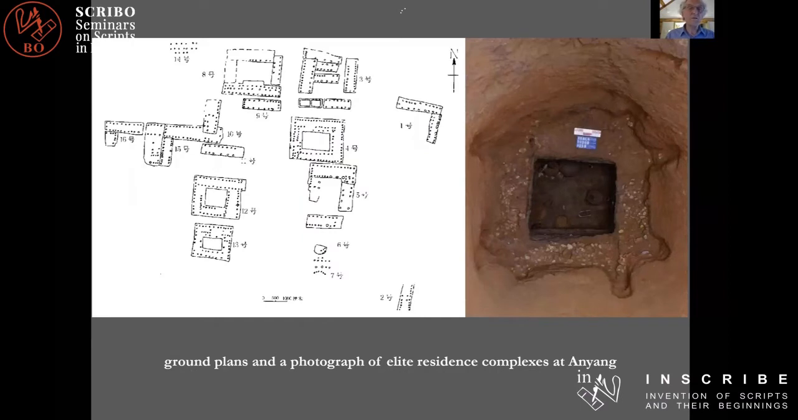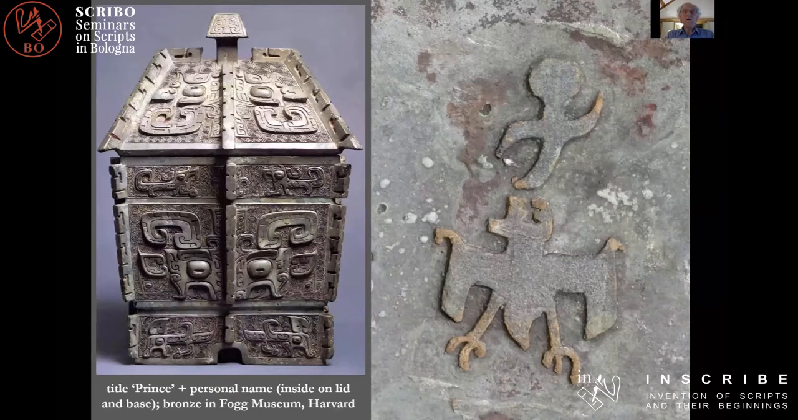Here is just a set of ground plans of elite residences at Anyang, and that's there to give you a context for what comes next. What comes next, therefore, are these amazing bronzes of extraordinary elaboration, and these have patterns on the outside, as you can see, and what's on the right is on the inside. It's a pair of elements.